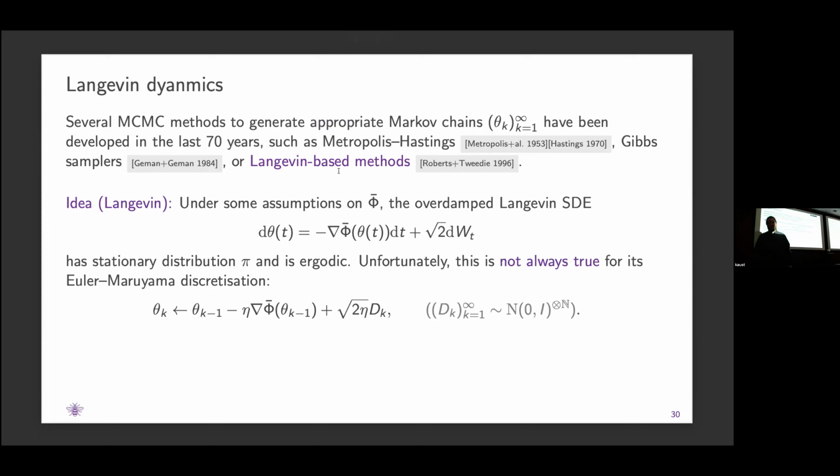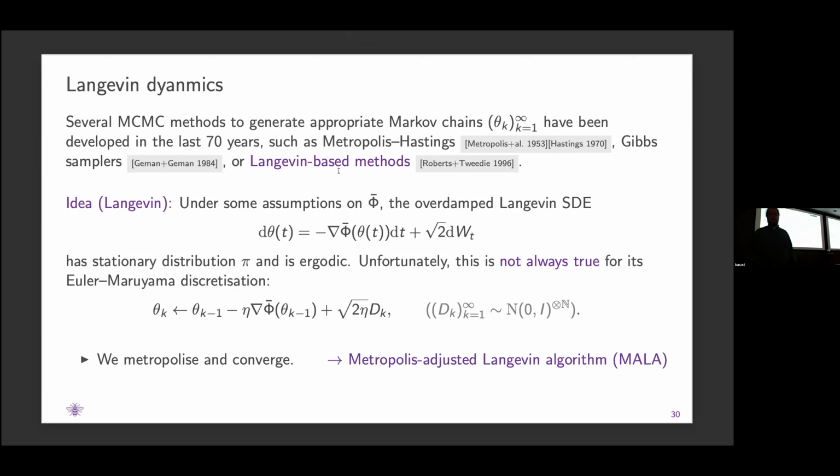Now, unfortunately, when I discretize this process, so I say I do Euler Maruyama, then I don't necessarily retain the correct stationary distribution. So I get maybe close to it, but not the correct distribution. So I can do one of two things. I can either metropolize and converge. It's called MALA, Metropolis adjusted Langevin algorithm.